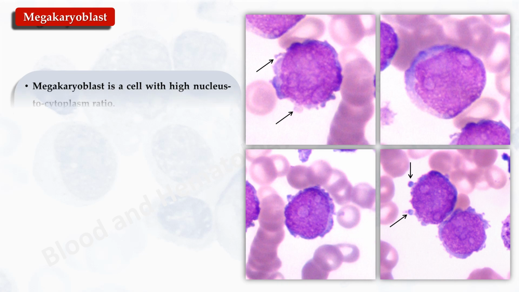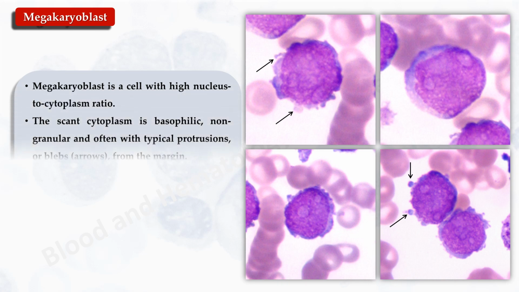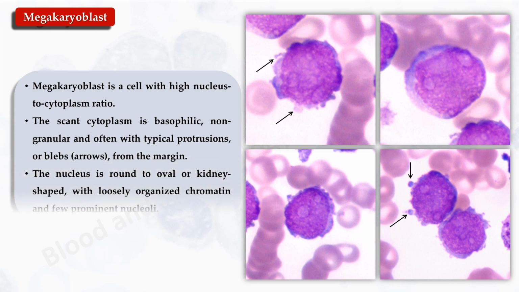Megakaryoblast is a cell with high nucleus to cytoplasm ratio. The scant cytoplasm is basophilic, non-granular, and often with typical protrusions, or blebs, from the margin. The nucleus is round to oval or kidney-shaped, with loosely organized chromatin and few prominent nucleoli.